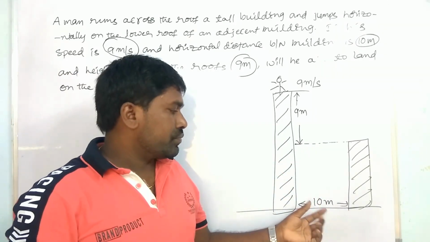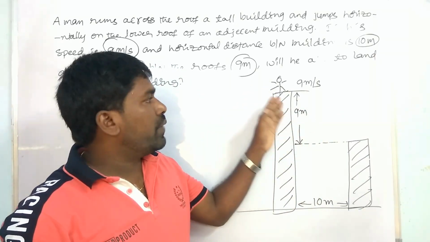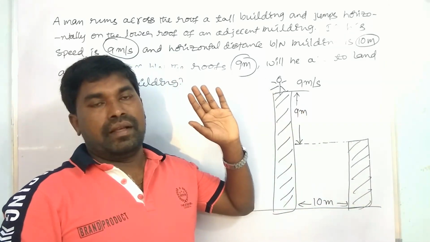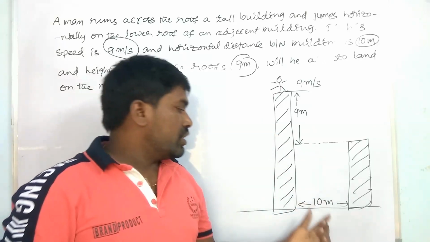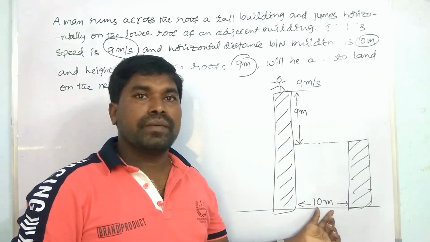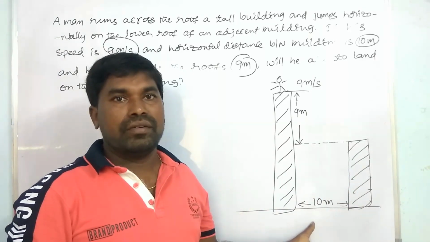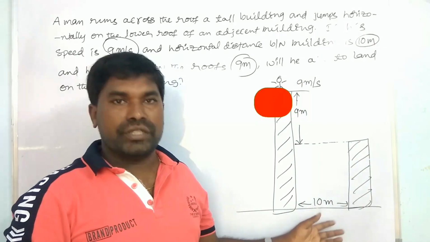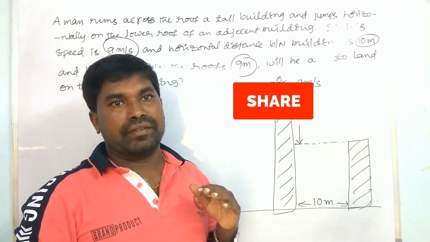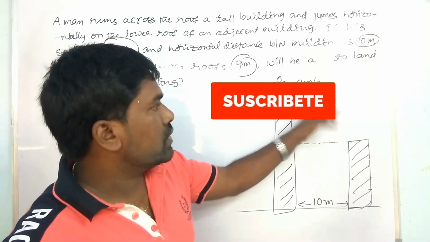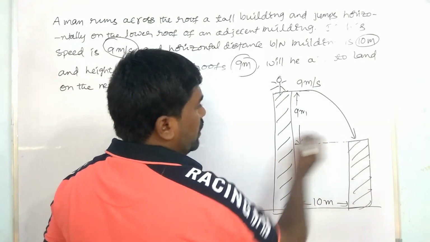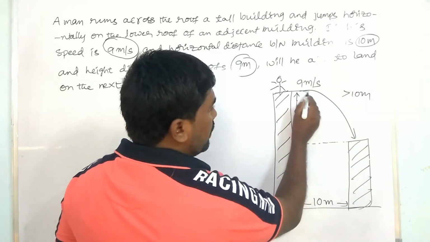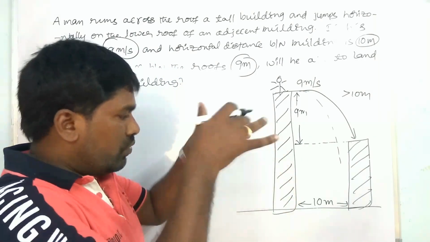Here our assumption is: if the distance traveled by the person is greater than the distance between the two buildings, then he lands safely on the building. If the distance traveled is less than the distance between the buildings, that is, if the value is below 10, then he falls down and is not safe. The distance should be greater than 10 meters for him to land safely on the second building. If it is less than 10 meters, he will fall down between the two buildings.